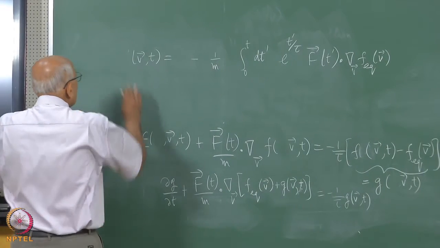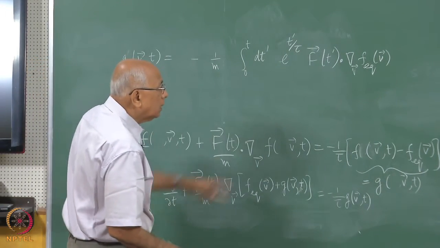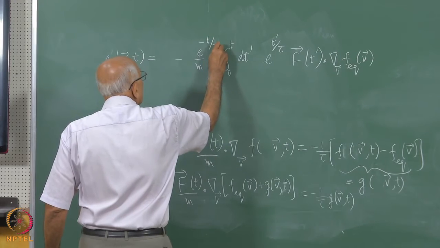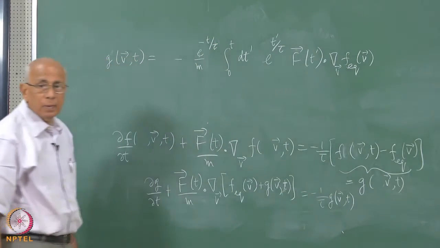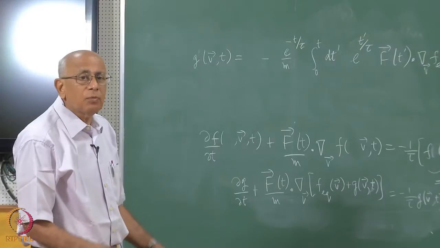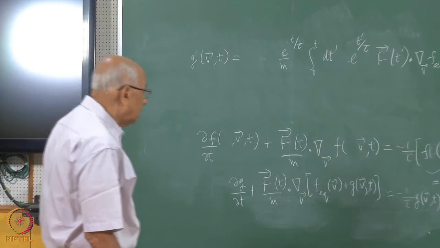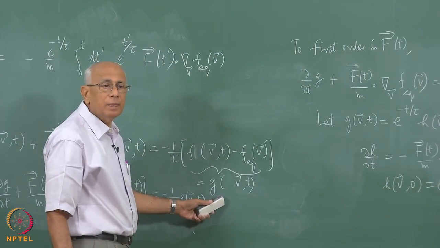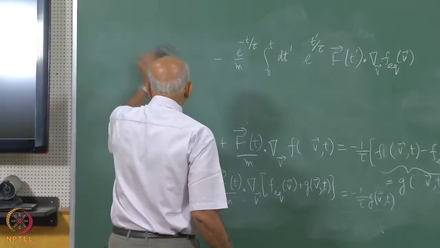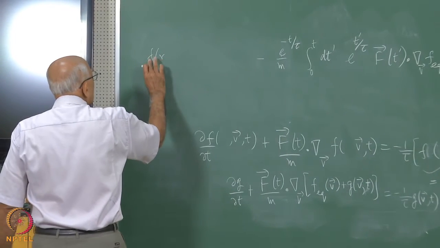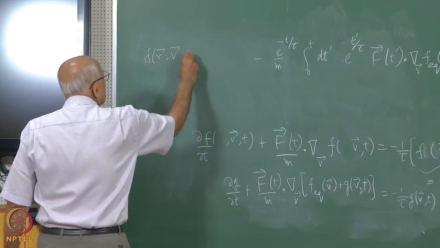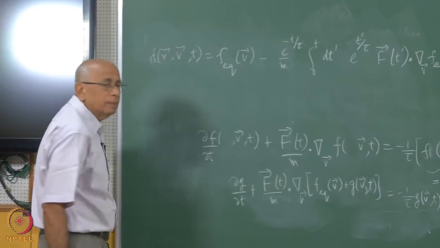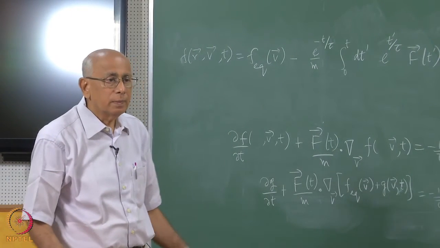So it says G, therefore, is e to the minus t over tau times that. So this is e to the minus t over tau times that. And that's the formal solution for G. F, however, is f equilibrium plus G. So it says f of r, v, t is equal to f equilibrium of v minus this guy. And that's the solution.